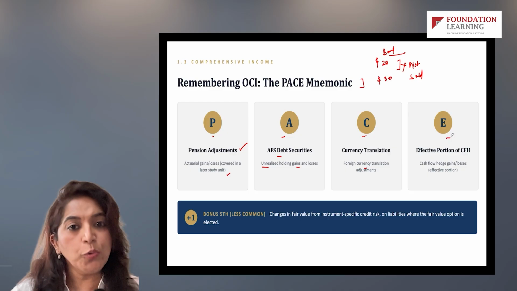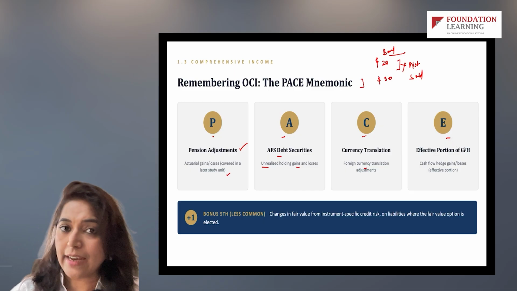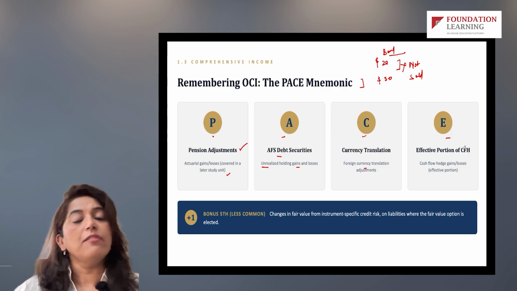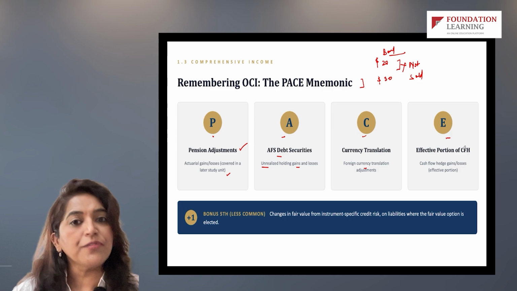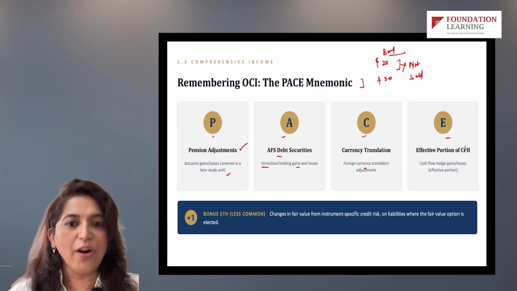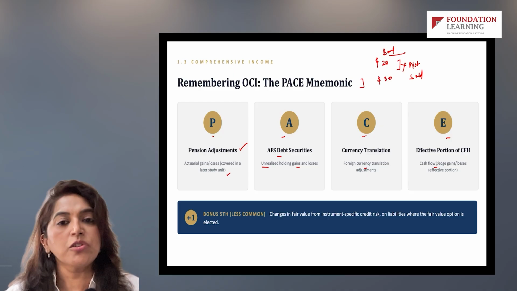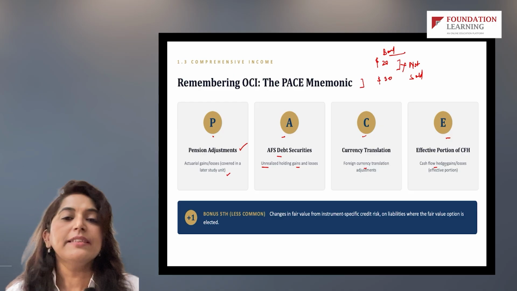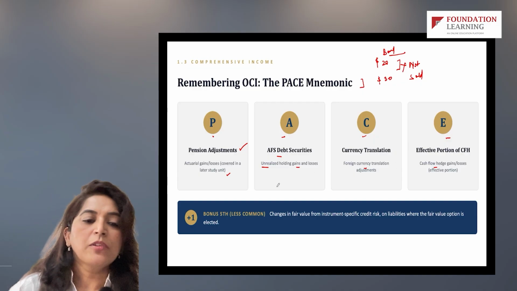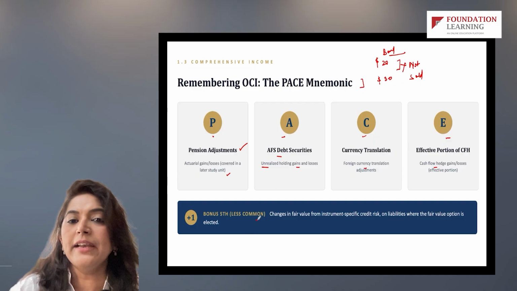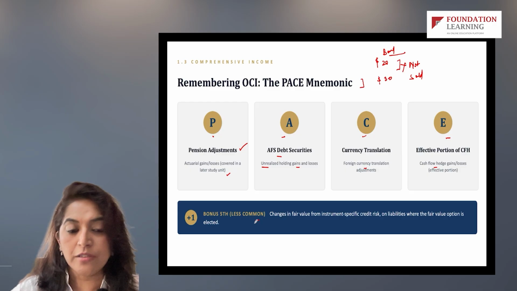Now, what is the nuanced understanding of effective portion? What exactly is a cash flow hedge? We will cover that in the upcoming chapters. The understanding you have as of now is sufficient for understanding comprehensive income, right? It is the effective portion of cash flow hedge, which is basically hedging the cash flow of a company, right? Now, there is one fifth element which is also there, but it is very rarely tested in the examination.